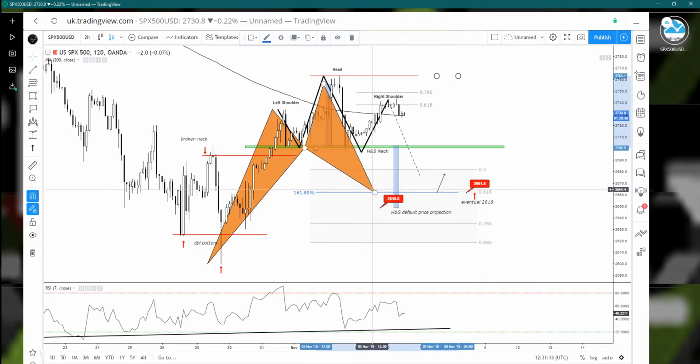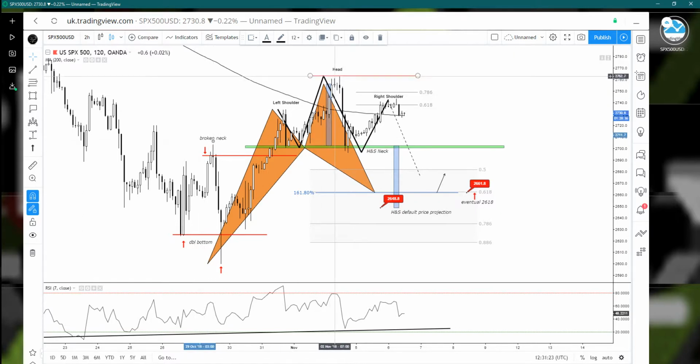So this is the shark pattern position at 2661, eventual 2618, because we have here a double bottom, a broken neck, a resistance above the neck, and if the price falls down into this level, it will print me the 2618. It's nothing more than a double bottom validated with a broken neck, followed by a retracement to the golden ratio, to the 618 retracement.